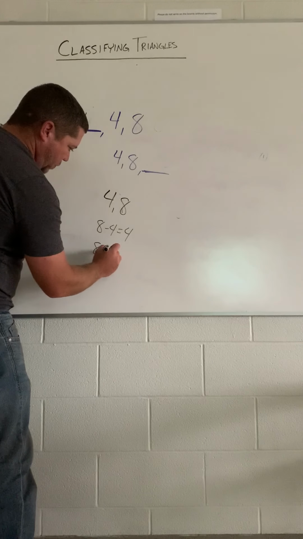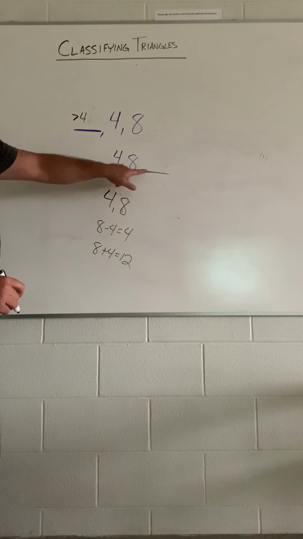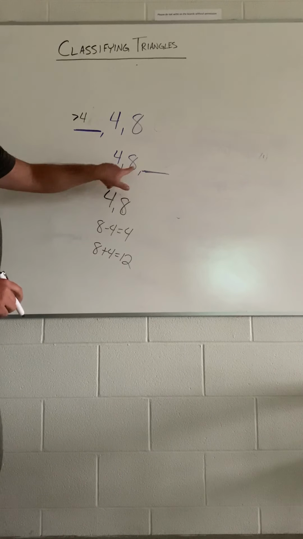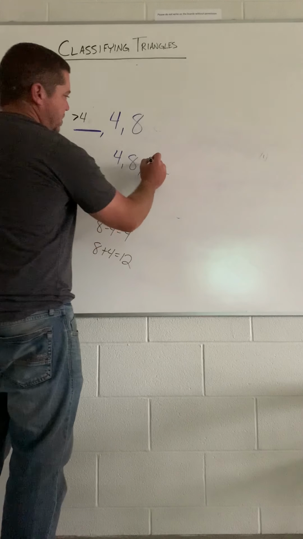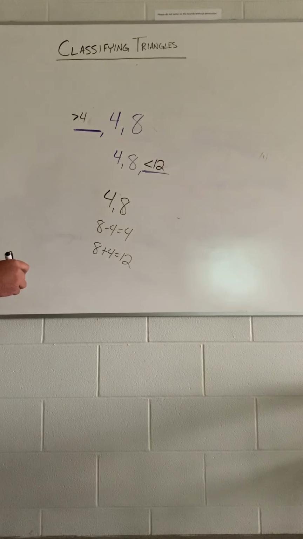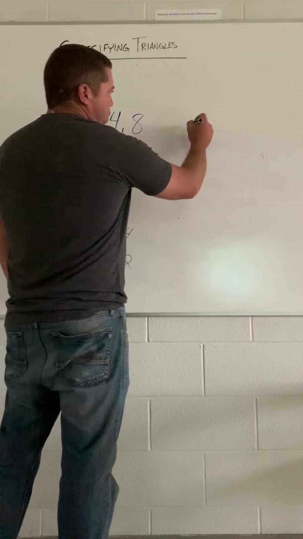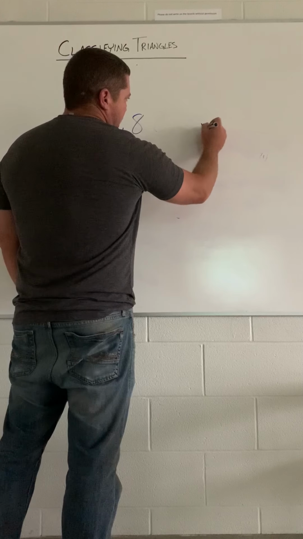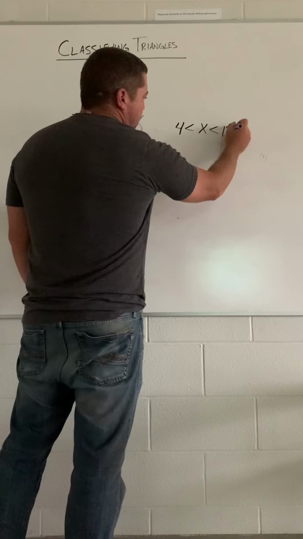8 plus 4 is 12. Well, if I put 12 in here, it equals that. So I need this number to be less than 12, so this one's bigger. So this has got to be less than 12. So if you think about this, any number larger than 4 or smaller than 12 would make this triangle work. So we would write our answer, x has got to be larger than 4, but smaller than 12.